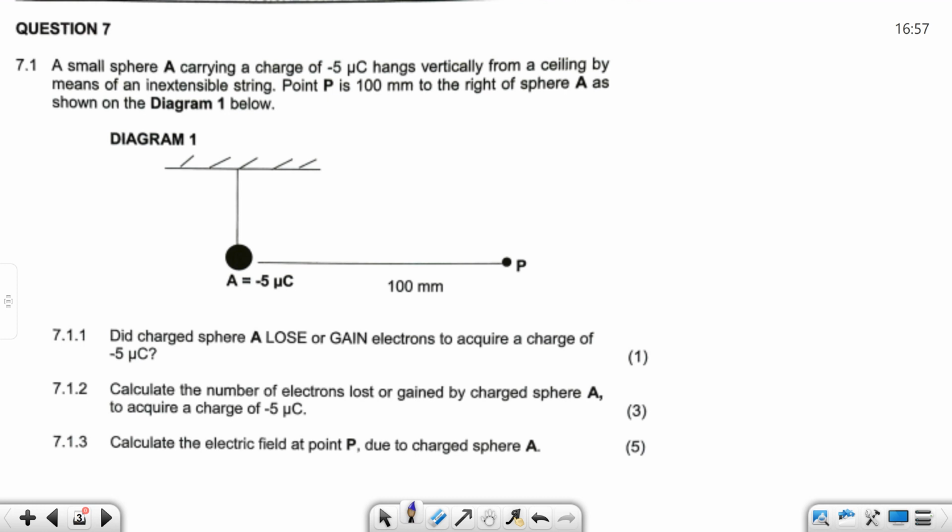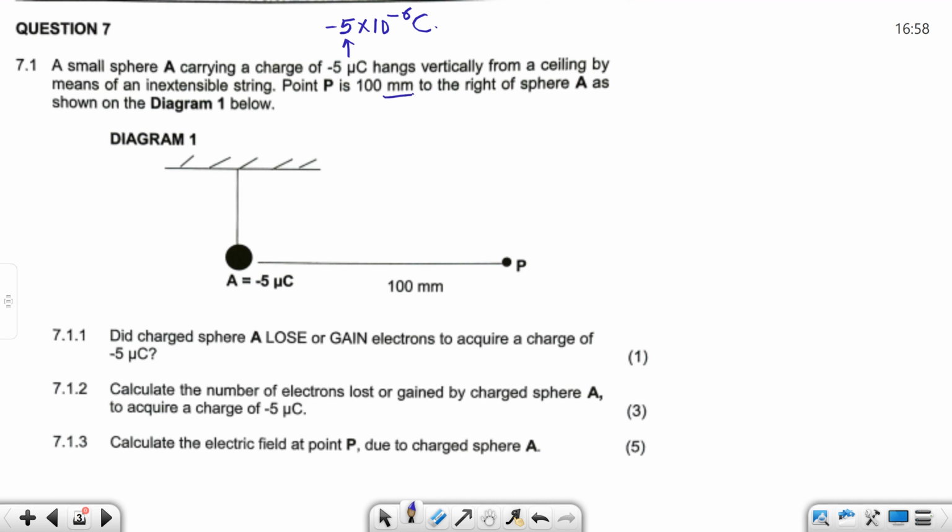A small sphere A carrying a charge of -5. Listen, ladies and learners, always learn to convert your units. Once I see -5, I stop reading. It's -5 times 10 to the power negative what? 6. Please, let's make sure we always convert. All right. So a small sphere A carrying a charge of -5 times 10 to the power -6 coulombs hangs vertically from a ceiling by means of an inextensible string. Point P is 100 millimeters.